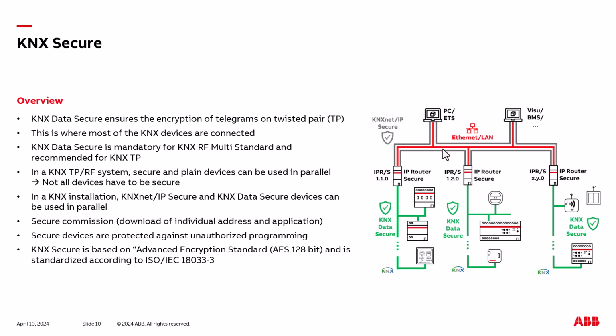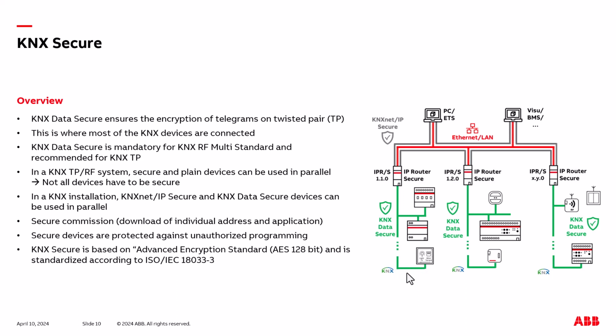A big advantage of KNX Data Secure is that the commissioning of the devices is secure. Now, when we make a download here from our ETS via the IP network or via USB interface, the communication here on twisted pair, the download of the parameters, the group addresses, and so on, is now also encrypted. So no one can listen to the download and maybe manipulate or see some data.